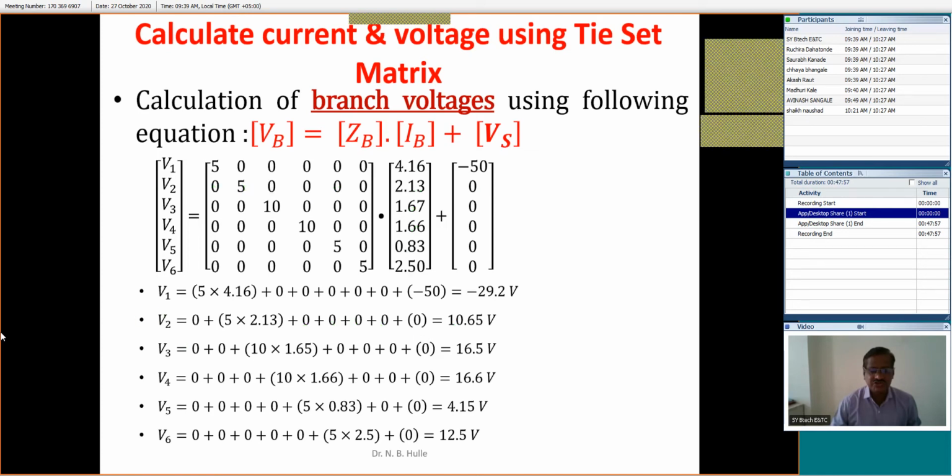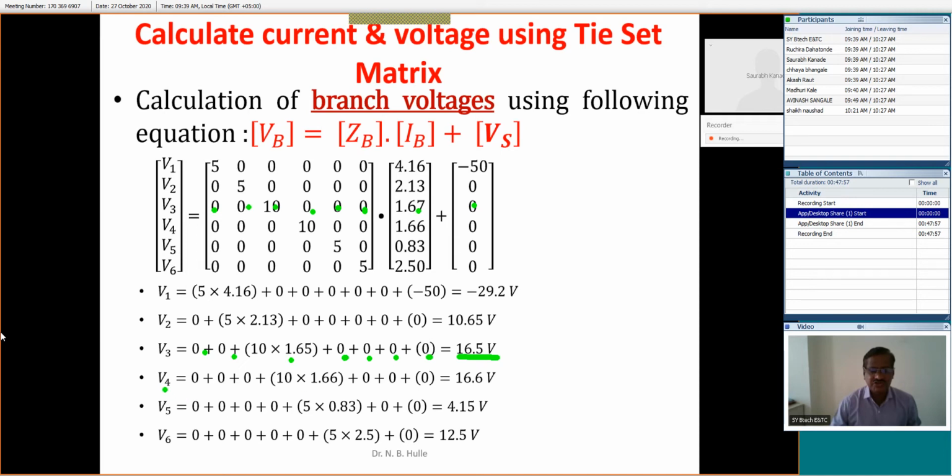Similar is the calculation for V3. This is 0 plus 0 plus 10 into 1.65. Then the rest are again 0, 0, 0. Plus the third element, which is again 0, so the value is 16.5.